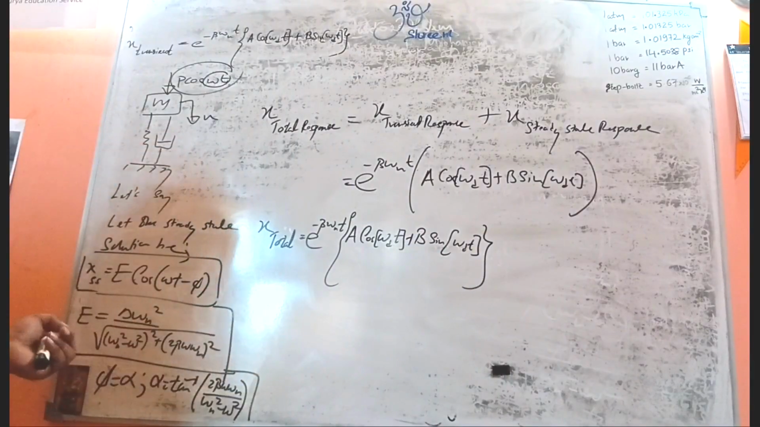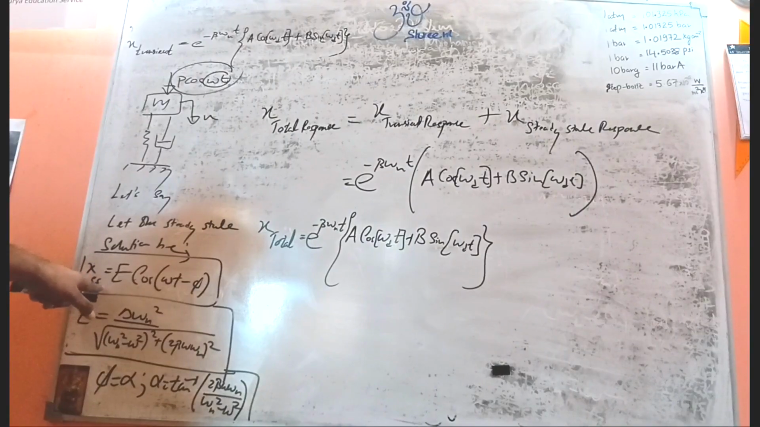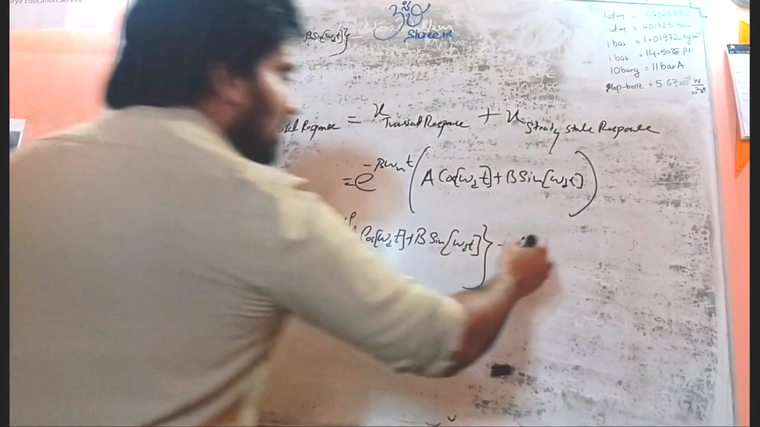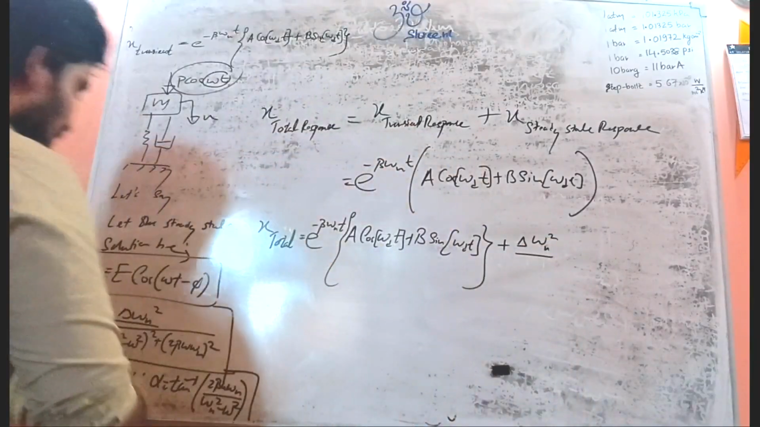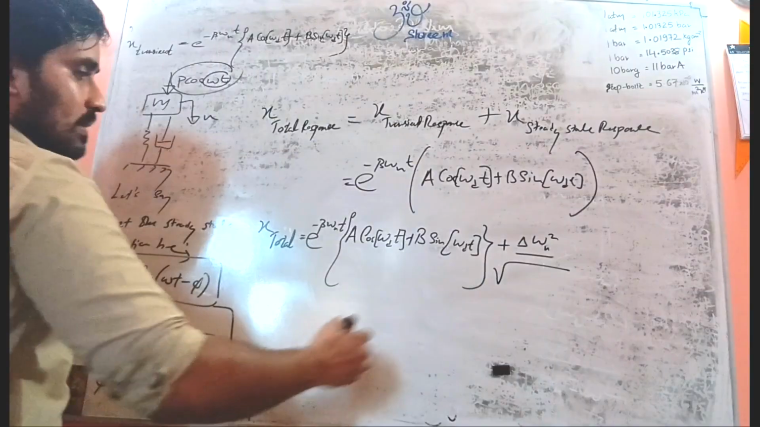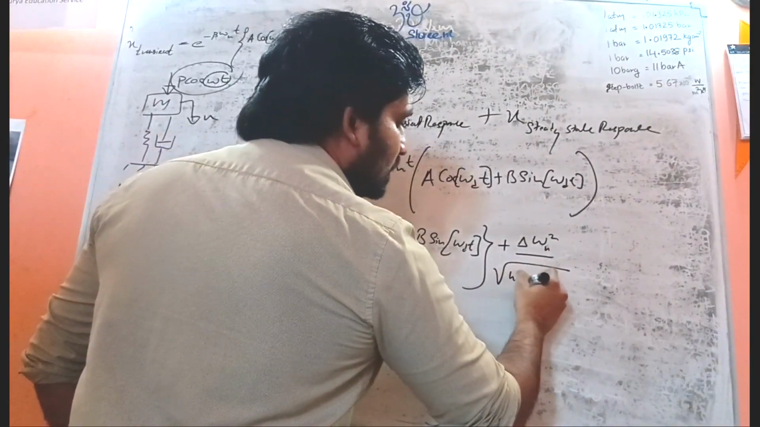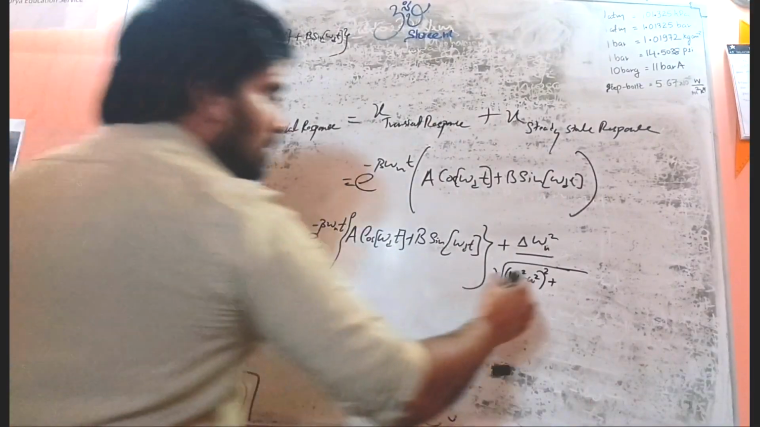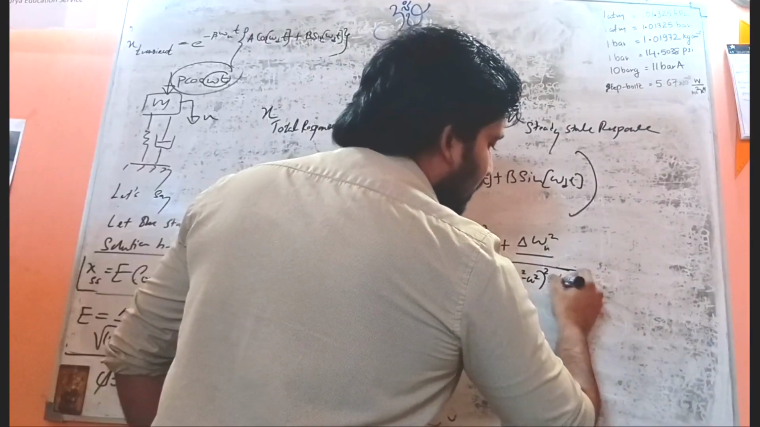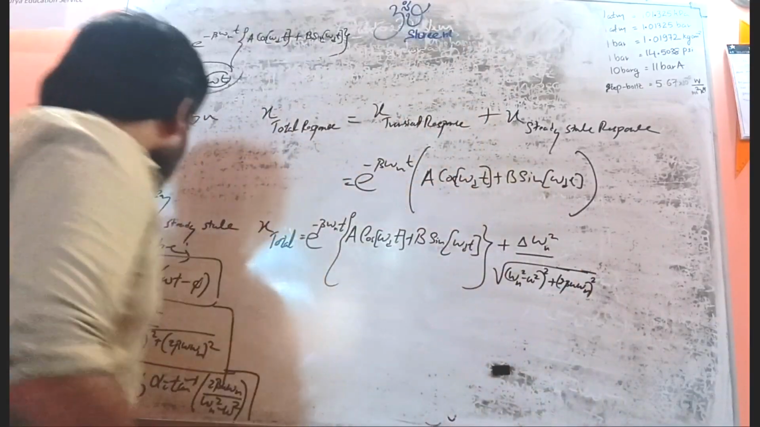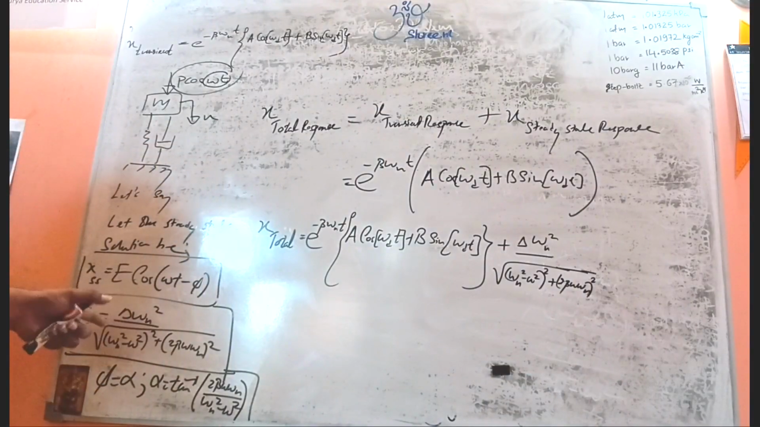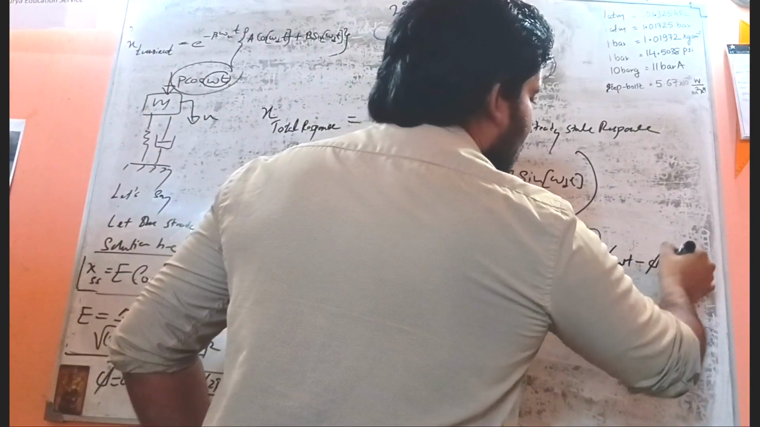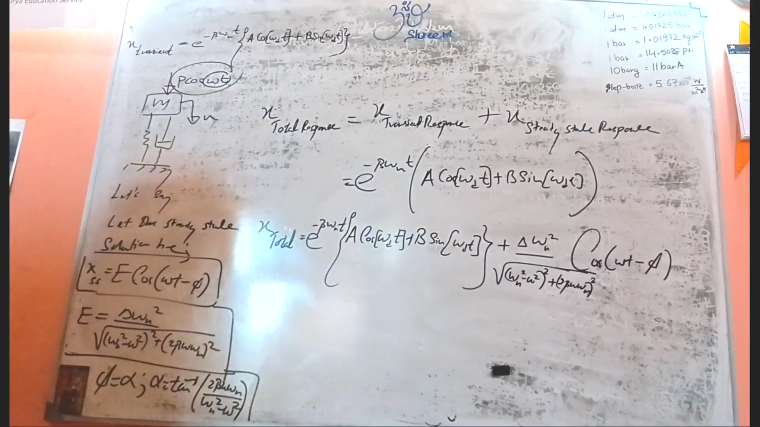And the other part, what is that? We know E is delta omega n squared, divided by the square root of (omega n squared minus omega squared) whole squared plus (2 beta omega n) whole squared. That is the magnitude part, times cos(omega t minus phi). So this is the answer.